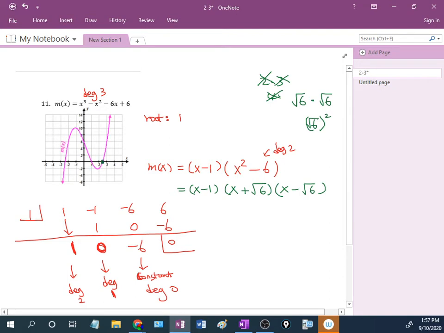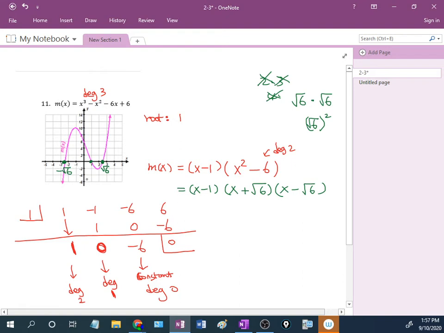And what would be the other number here then? Think about solving this equation. Zero product property. First factor can be 0, and we get 1. Second factor will be 0. Third factor will be 0. And what do we get from the third factor? X will be positive square root of 6. So this is square root of 6, and this is negative square root of 6.